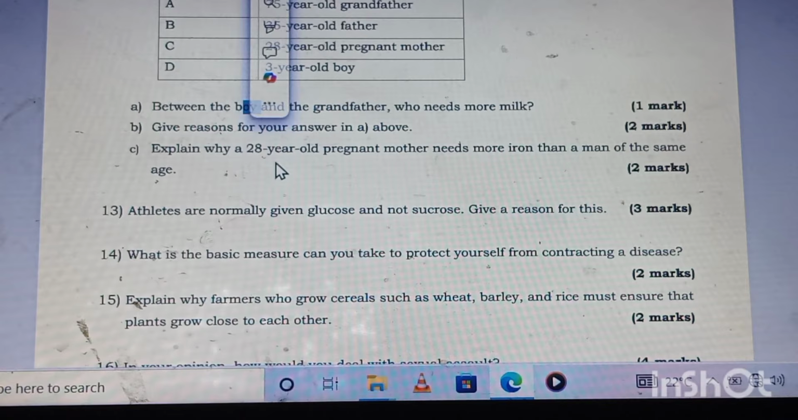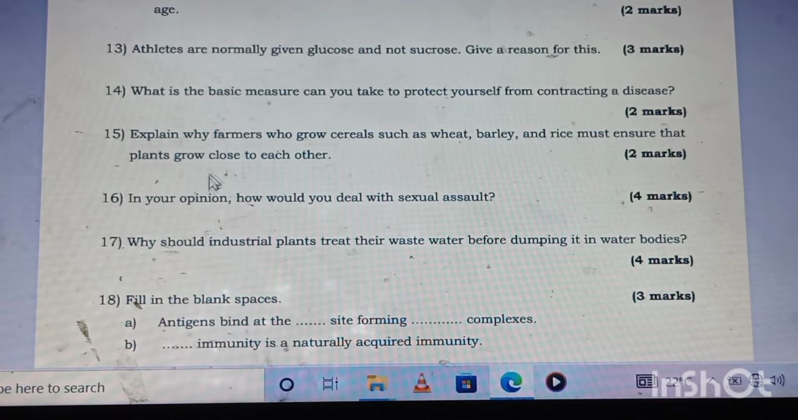Explain why a 28 years old pregnant mother needs more iron than a man of the same age. Because the pregnant mother needs more oxygen. That more oxygen binds with the iron, especially in hemoglobin. It means they need more oxygen, and so they need more iron compared with that man. Okay, question number 13.